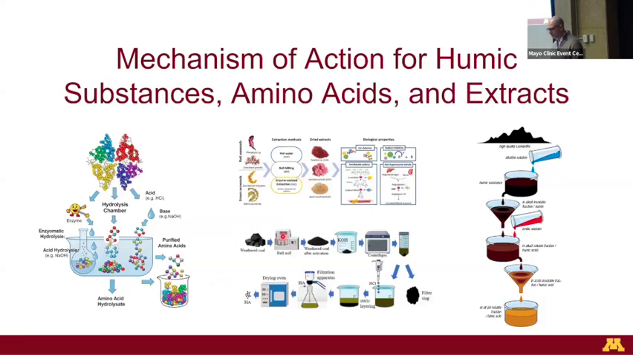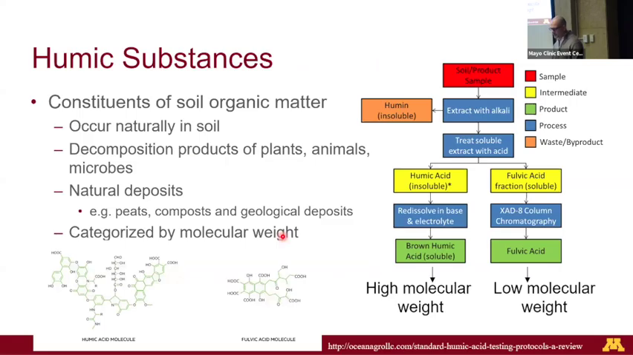So let's talk a little bit about the mechanisms of action for those substances. That includes the humic acids and the amino acids and all those extracts that are out there. So humic substances are naturally present in soils because they are a component of soil organic matter. So when a plant dies and starts to decompose, or animals or microbial communities in the soil die, they start to break down. Then that breakdown will become the organic matter, and that's going to have the fulvic acid, the humic acid. So it's naturally present in soils.